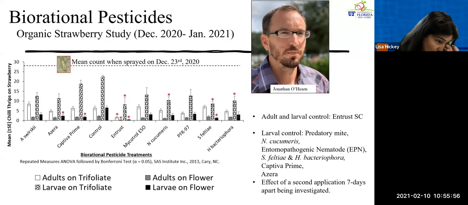So we are conducting further investigation to see what the effect would be if we included a second application of each of these products 7 days apart.